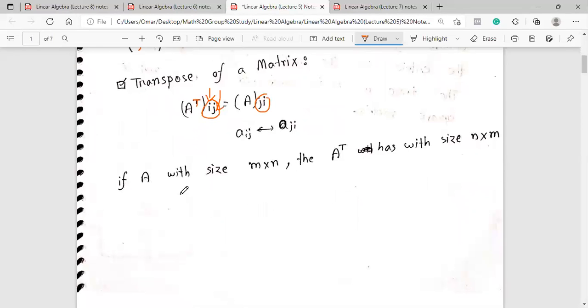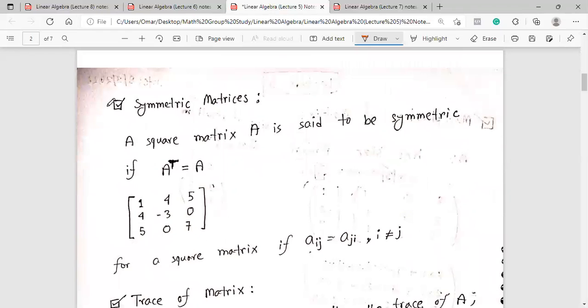So if A is with the size of m by n, then the transpose matrix of A has the size of n by m. Okay. So if I have a 3 by 2 matrix, the transpose matrix will be a 2 by 3 matrix. Okay. So let's see a symmetric matrix.